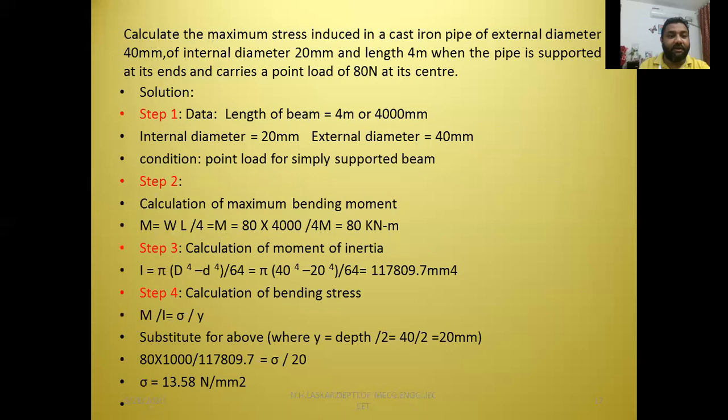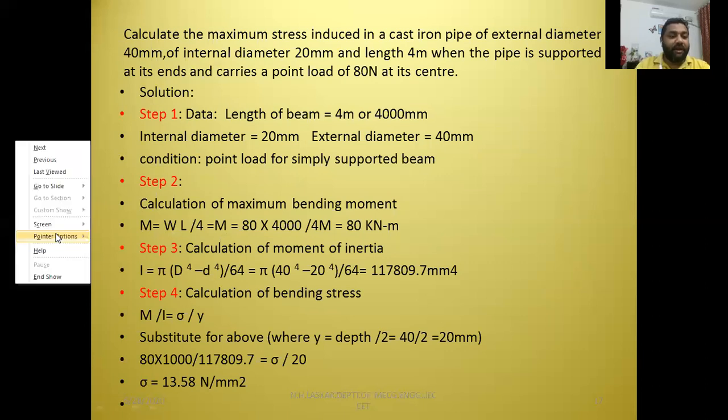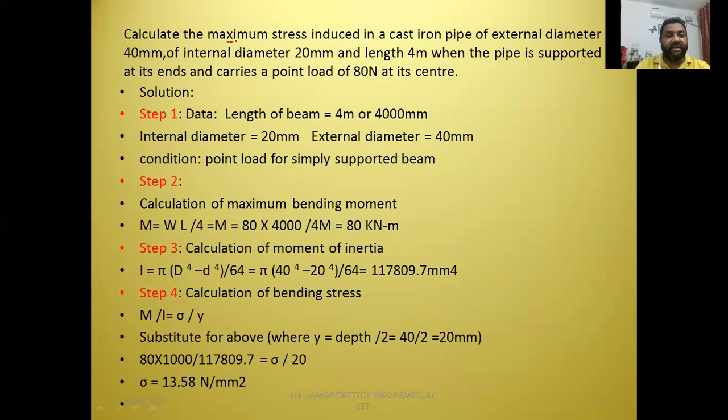Now another problem I have taken. Calculate the maximum bending stress in a cast iron pipe of external diameter 40 millimeter and internal diameter 20 millimeter. That is a hollow pipe. The length of the pipe is 4 meter, and the pipe is supported at its ends, meaning it is a simply supported pipe, and the cross section of the pipe is hollow. The external and internal diameters are given. You have to find the maximum stress.